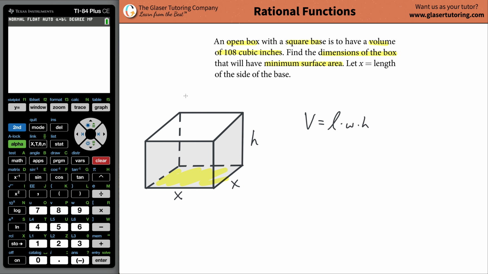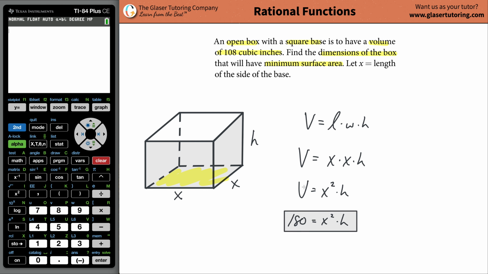So the volume of this box, I don't care that the top is open, because it doesn't matter if the top is open or closed in terms of the volume. The volume of this box is going to be equal to the length x times the width x times the height h, or in other words, it's just x squared times h. Now they told us the volume is 108 cubic inches, so instead of writing V, I'm going to write 108. That's basically as far as I can take the analysis in terms of the volume.